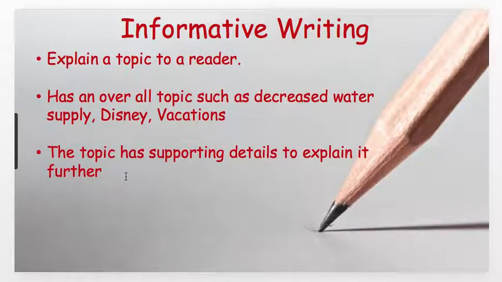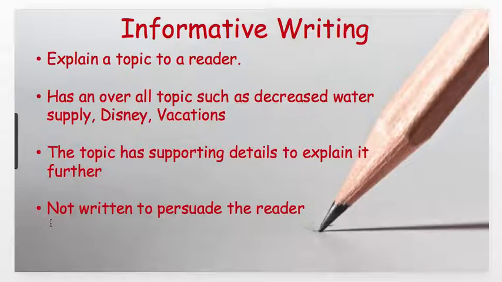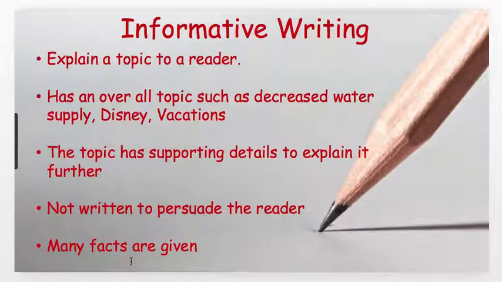There's details that explain the topic. So, for example, if we have a topic on Disney, the details could explain the rides at Disney, the food at Disney, and the shows at Disney. Those would be the details. They would be smaller details that have to do with Disney. It is not written to persuade, kind of what we talked about before. It's not something that you'd write to persuade a reader. You're giving mainly facts. There's many facts that are given in informative writing. You're just stating the information. You're explaining it. You're not necessarily giving your opinion on it. So that is what informative writing is.